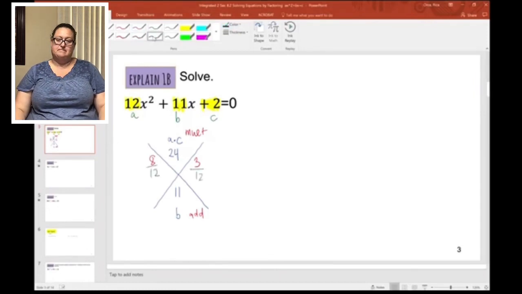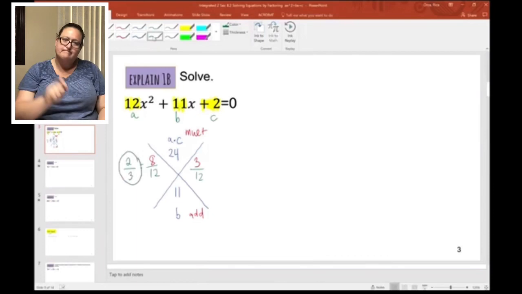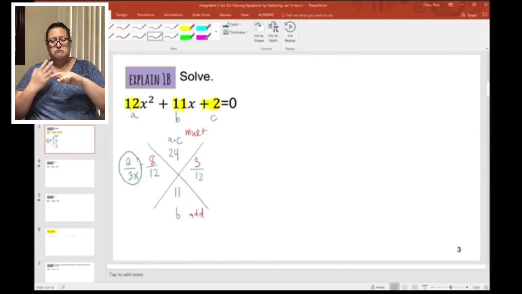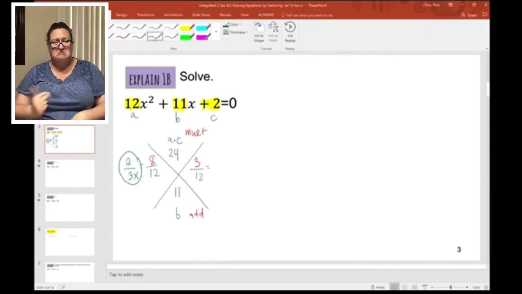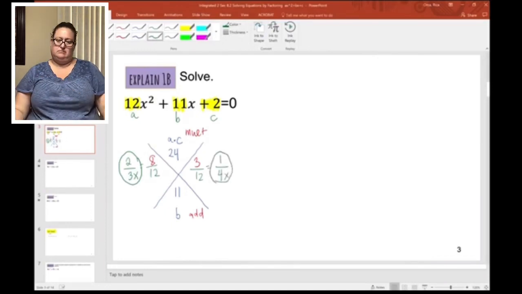Now let's reduce our fractions. 8 and 12 are both divisible by 4. 8 divided by 4 is 2. 12 divided by 4 is 3. Circle it and write the X at the bottom. 3 over 12, 3 and 12 are both divisible by 3. 3 divided by 3 is 1, and 12 divided by 3 is 4. Now let's put the X at the bottom. The X's will always be at the bottom.